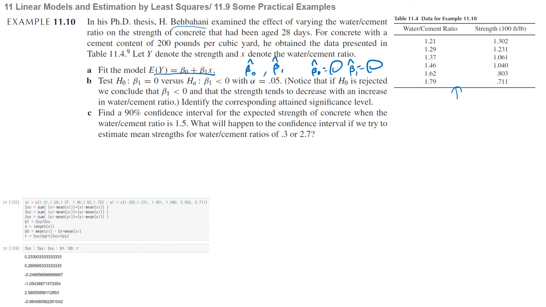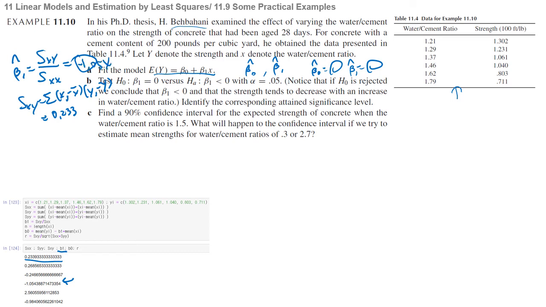present the formula, something like beta 1 hat is Sxy divided by Sxx, and Sxy is the sum of (xi minus x bar)(yi minus y bar), and this calculation of Sxy here is 0.233, and so this becomes something. Beta 1 hat is here, which is minus 1.054. So if it is the final exam, you should write the equation.